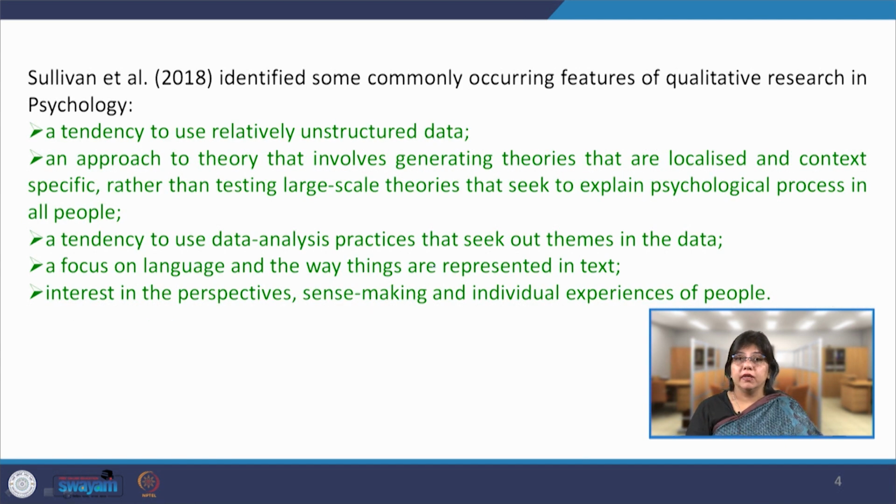According to Sullivan, some commonly occurring features of qualitative research methods in psychology can be a tendency to use relatively unstructured data. Again, this is a difference between qualitative and quantitative analysis. In quantitative analysis, we have structured data because we have scores on a particular behavioral disposition. For example, for motivation, we can have scores on employees where some scores indicate high levels of motivation or scores which indicate low levels of motivation. We can have categorization of personality types in a group based on introvert, extrovert, type A or type B.